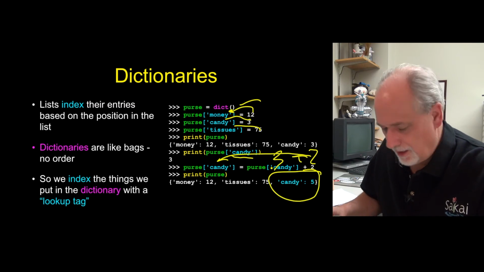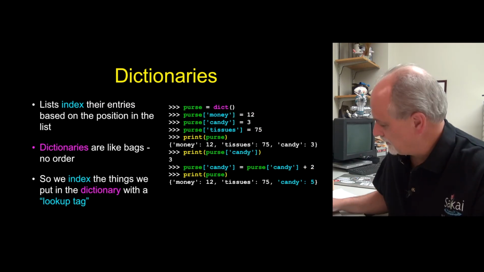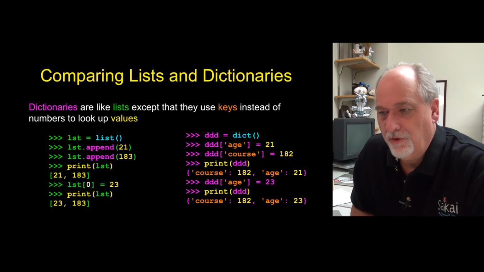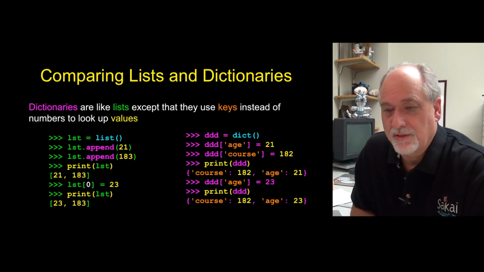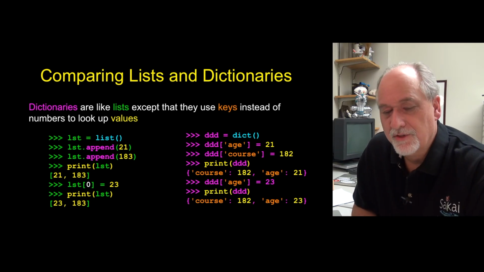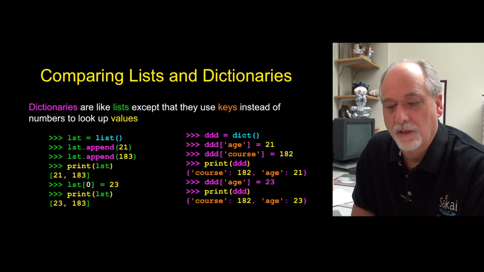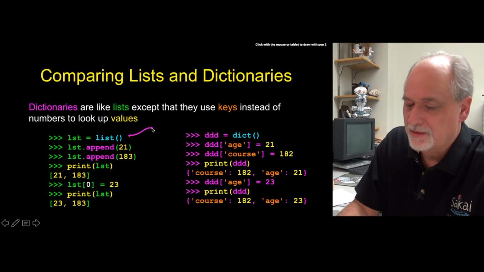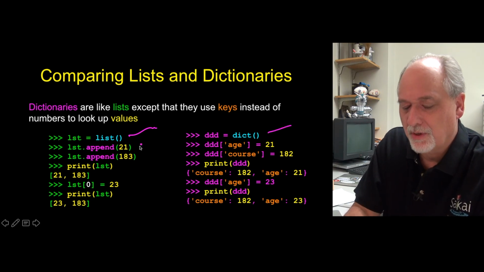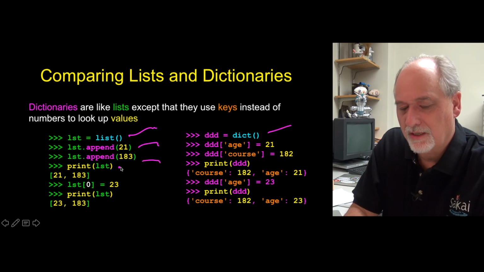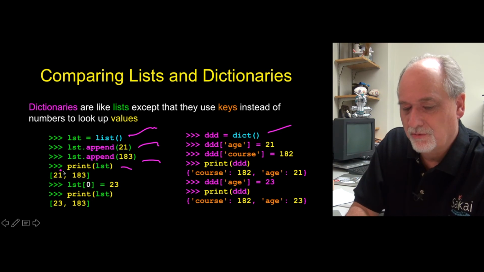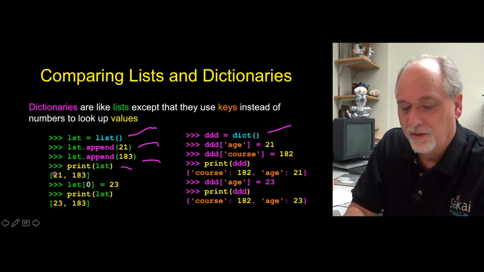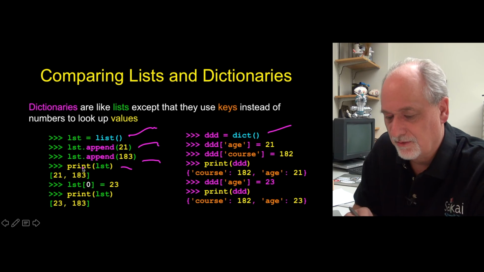And so now we see that candy has been set up to be 5. And if you look at the difference between lists and dictionaries, they both can have new items added to them. We haven't talked a lot about deleting, but items can be deleted from them. The difference is the indexing mechanism, how we look things up and how we store things. So we make an empty list, we make an empty dictionary. We add 21 to the end, and we add 183 to the end, and we ask it and it says, oh, position 0 is 21 and position 1 is 183. We don't see the positions when we print it out because it's sort of implicit.